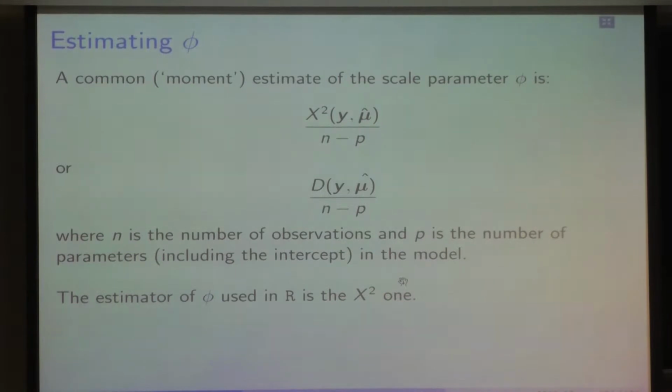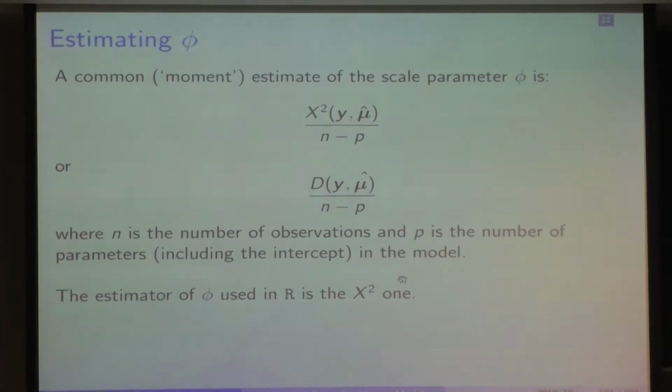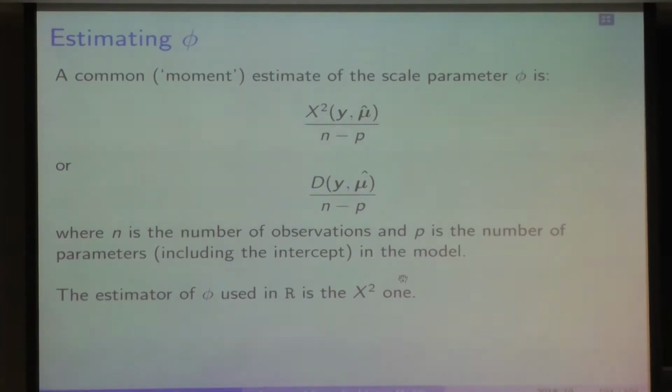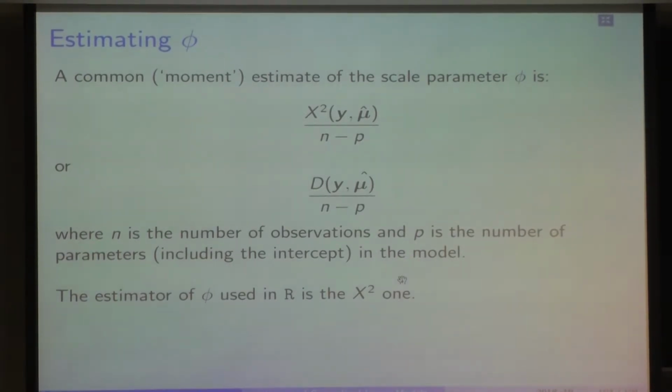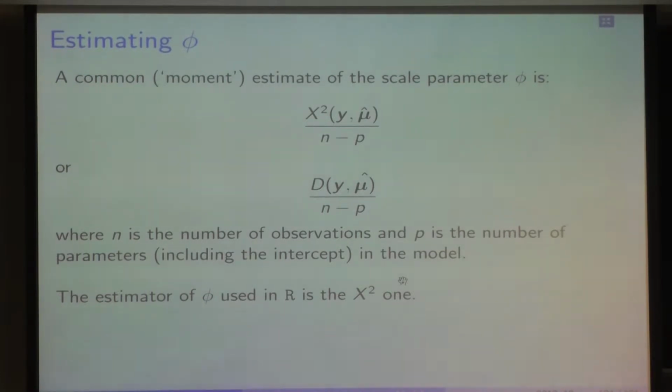Now in R, you'll see if you fit one of these models that there's an estimate given. It says what the dispersion parameter is for your model in your R output. Most of the examples we've seen have been binomial or Poisson, so it then just says 1. But if you use a gamma, for example, it will give you this. It uses the chi-squared estimate. I think that's because the chi-squared distributional approximation is better for the chi-squared statistic than it is for the residual deviance in certain situations. I think that's why R prefers to use the version with the chi-squared.